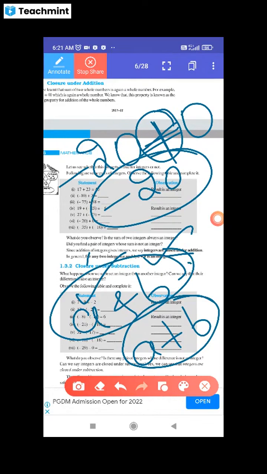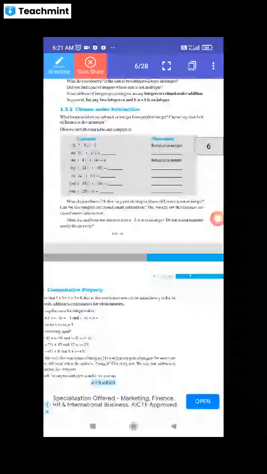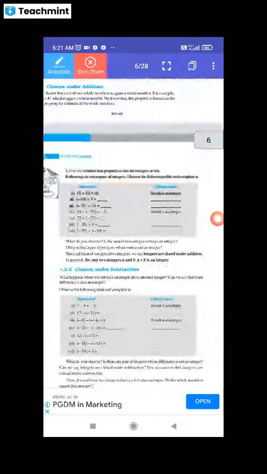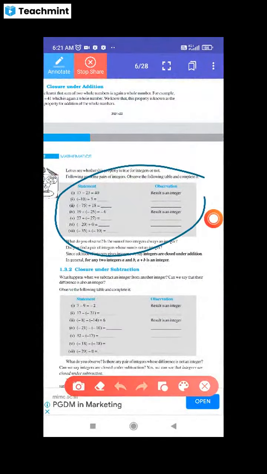Then closure under subtraction. You must solve it, and see whether you again get an integer or not. Here are the spaces. You have to find out the values, and whether it is an integer or not. So this is homework.